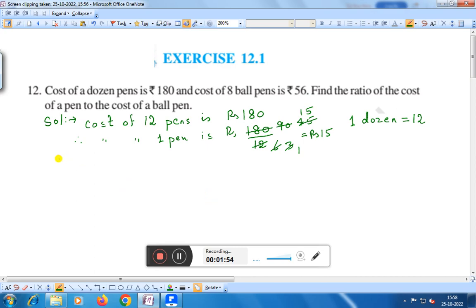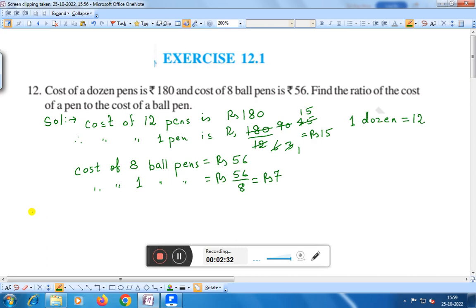Now, the cost of 8 ball pens is equal to rupees 56. Therefore, the cost of 1 ball pen is equal to rupees 56 divided by 8, equal to rupees 7, right?